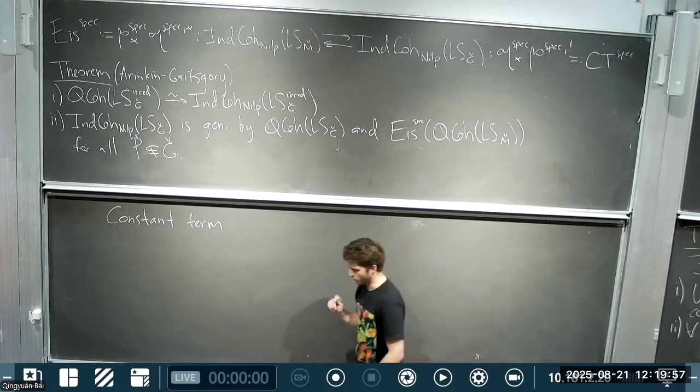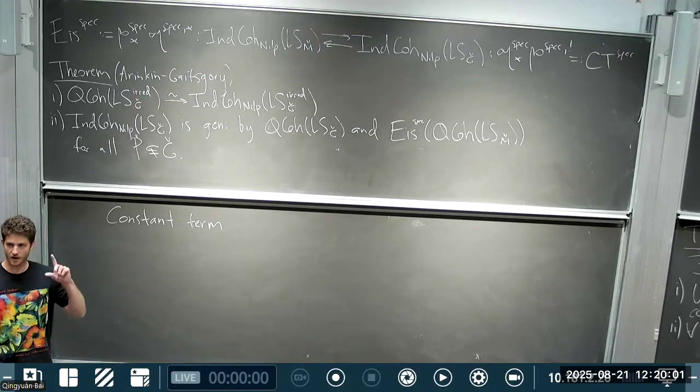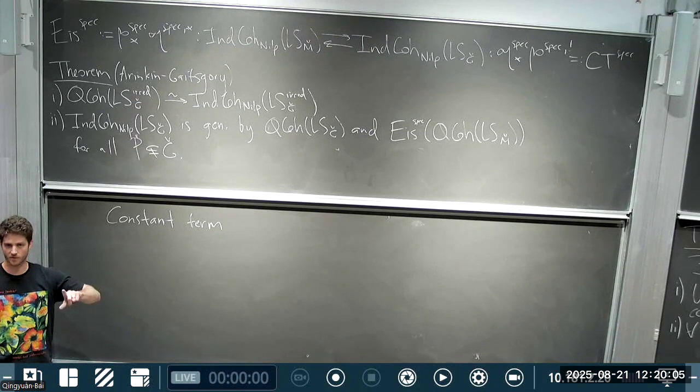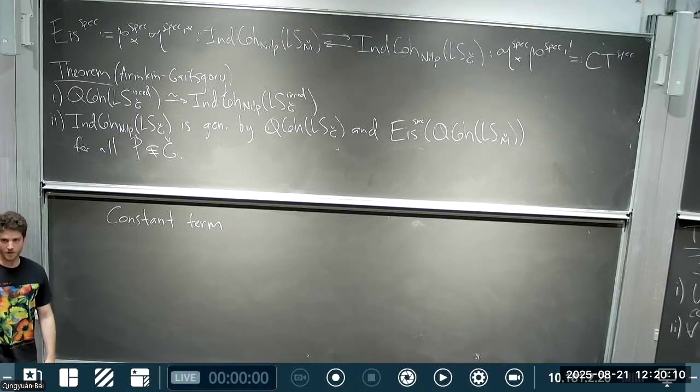But how do you actually prove that it's an equivalence on the Eisenstein part? First of all, you need to show that the Eisenstein and constant term functors correspond under, or are intertwined by, the Langlands functors that we've already defined. And how do you do that? By a local to global argument, like everything else that we've done.